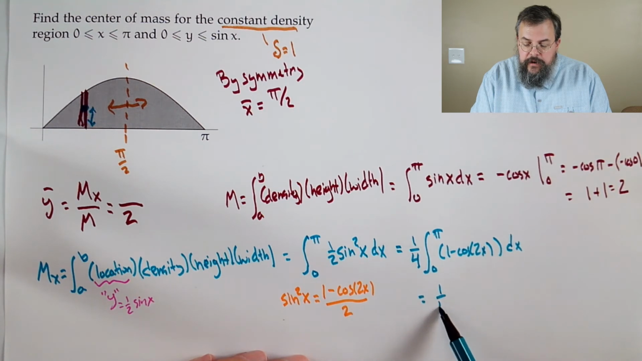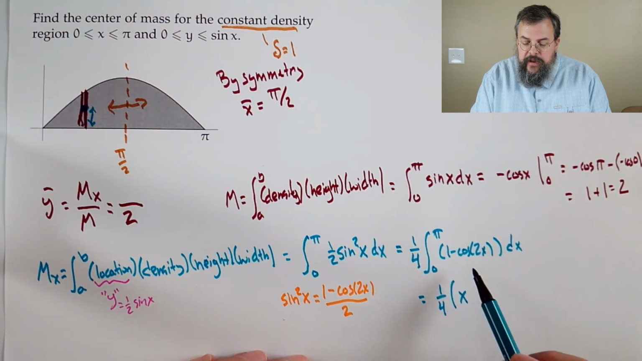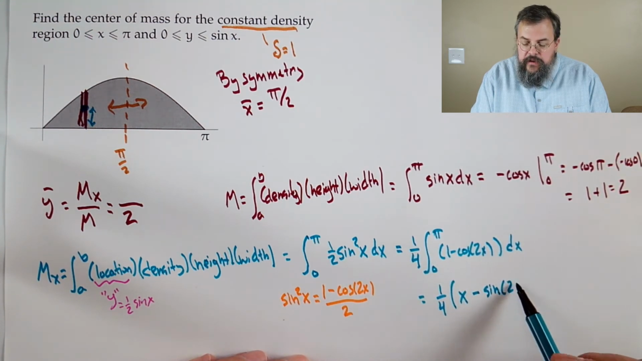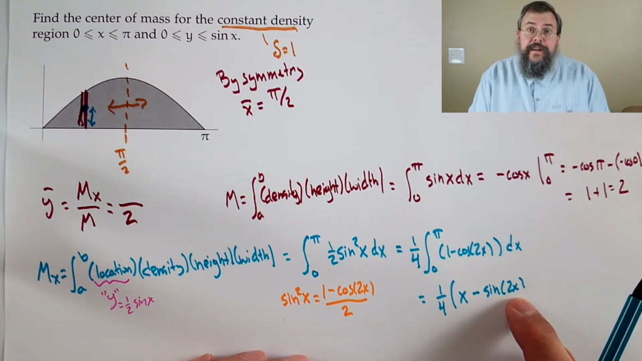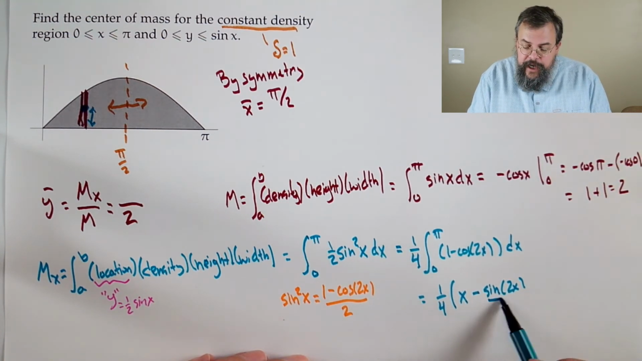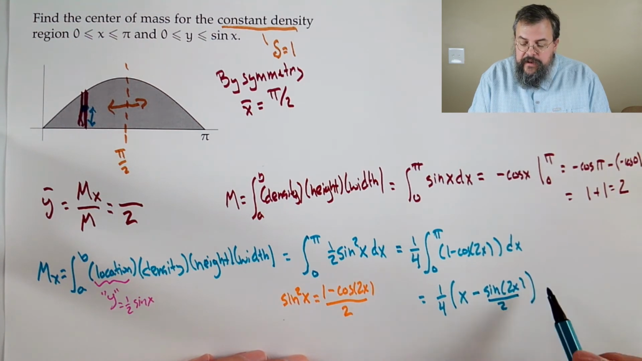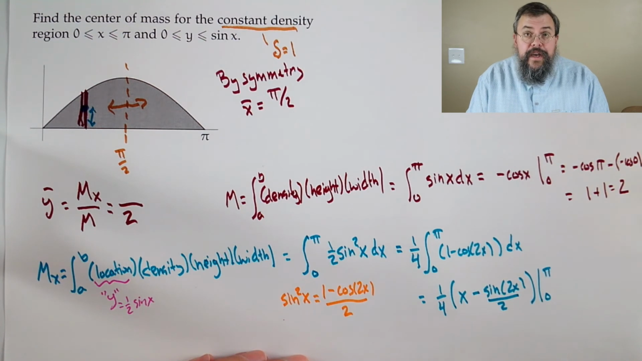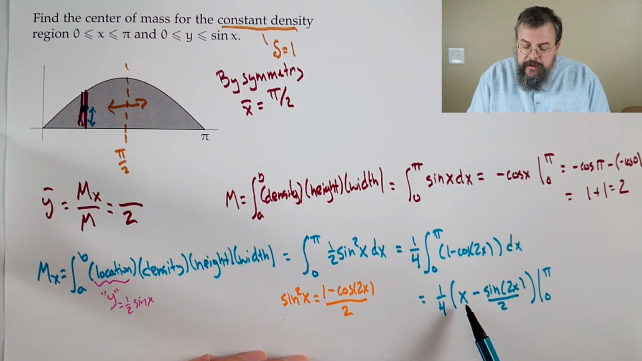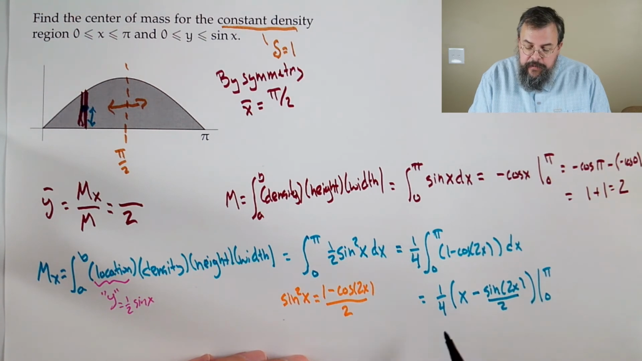Well, now we're ready to integrate. Integral of 1 is x. Integral of cosine is positive sine, and there's a minus, so minus sine 2x. Don't forget, you also have to account for this 2 on the inside. The way you do it is you divide by 2 and evaluate from 0 to pi. Well, what will it be? When you plug in pi, you get pi there. So we have a pi, and there's a 1/4, so there's a 1/4 pi.